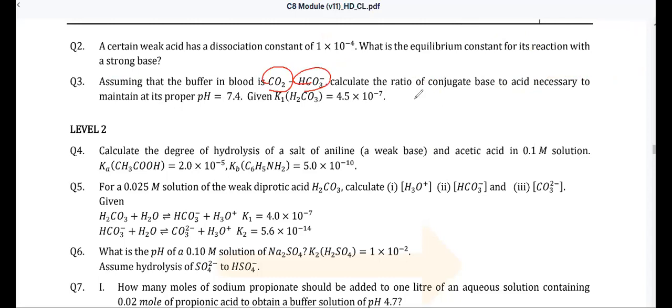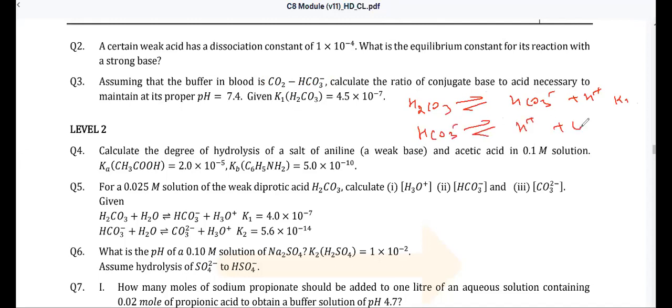Now, even if you don't have buffer solution, we know that K1 is equal to concentration of what? H plus. So this is your diabasic acid, which is H2CO3. H2CO3 will give what? HCO3 minus plus H plus, right? For this it will be K1. Now again, HCO3 minus will give again H plus plus CO3 2 minus, right?